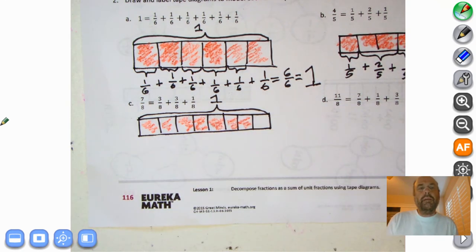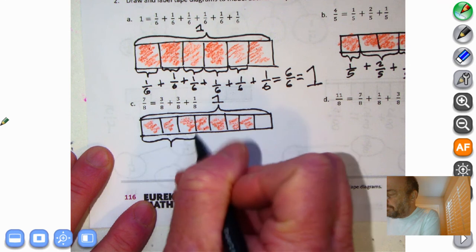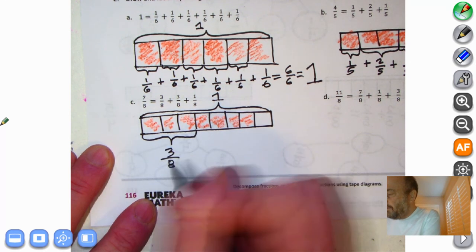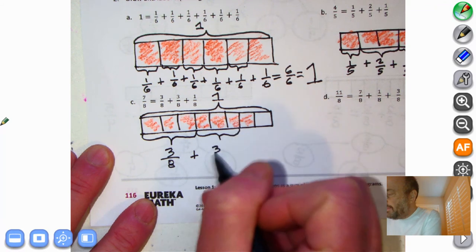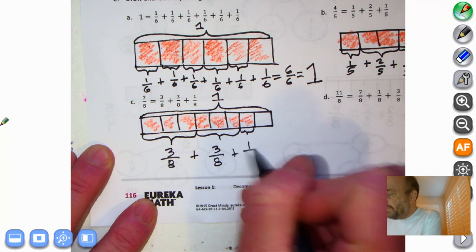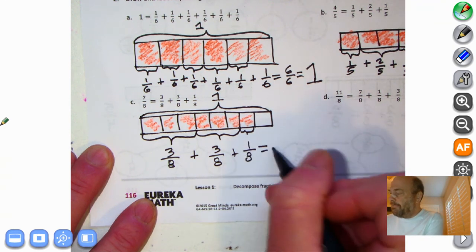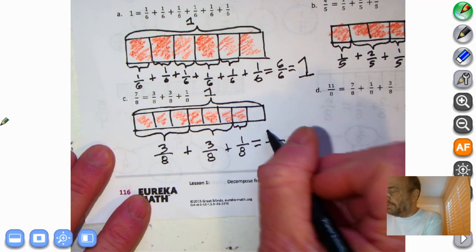But what parts do we break them down into? We broke them down to 3/8 plus 3/8 plus 1/8. So I'm going to do 3/8 here, plus 3/8 here, plus 1/8 here. And then we just add them up. 3 plus 3 is 6, plus 1 is 7, and we get 7/8.